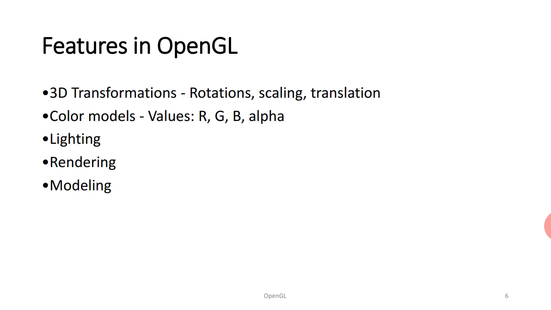Different features in OpenGL are: it provides 3D transformation operations like rotation, scaling and translation. It also provides features for color models that are based on RGB and alpha parameters. It also provides features for lighting, rendering and modeling.